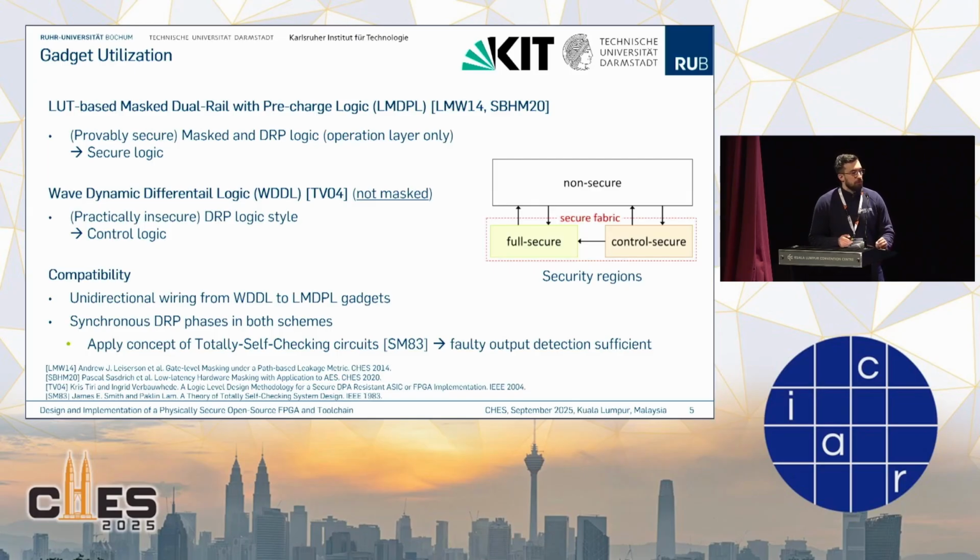For this purpose, we can use, for example, the WDDL scheme, which also operates on DRP logic, and therefore can also operate on these faulty states, and we can do our fault detection on these states. But it is not masked, so it's not provably secure. This gives us a composition of gadgets of these two types, where we can put a unidirectional connection from the WDDL to the LMDPL region, and then we can apply synchronous DRP phases to this composition to make them run compatible. Now the approach is to apply the technique of totally self-checking circuits.